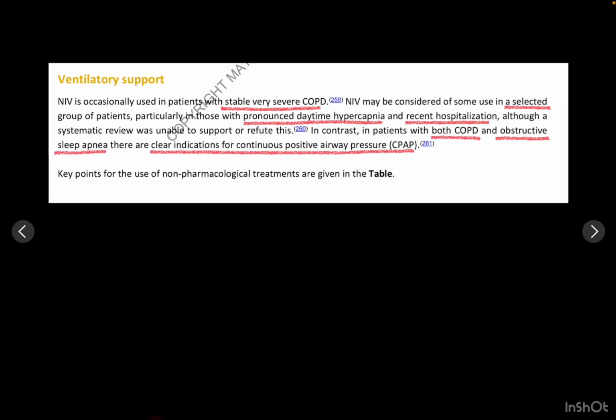Then they are talking about ventilatory support. They are telling us NIV is occasionally used in patients with stable COPD. In a selected group of patients, particularly those having pronounced daytime hypercapnia and a recent history of hospitalization, we have to give NIV. In contrast, in patients with both COPD and OSA, there is a clear indication for the use of CPAP. If a patient has OSA and COPD, then we should give CPAP, continuous positive airway pressure.